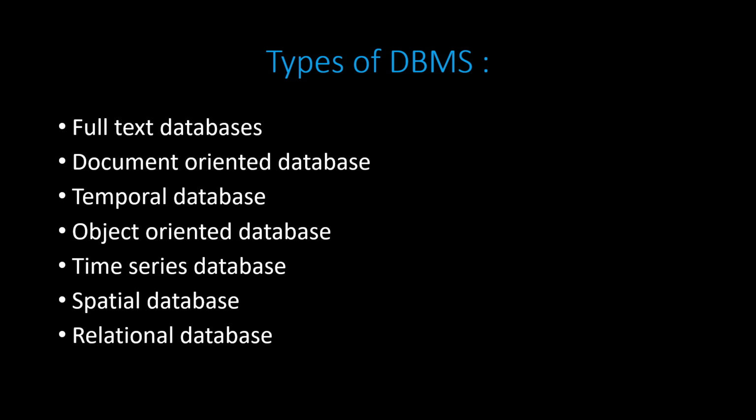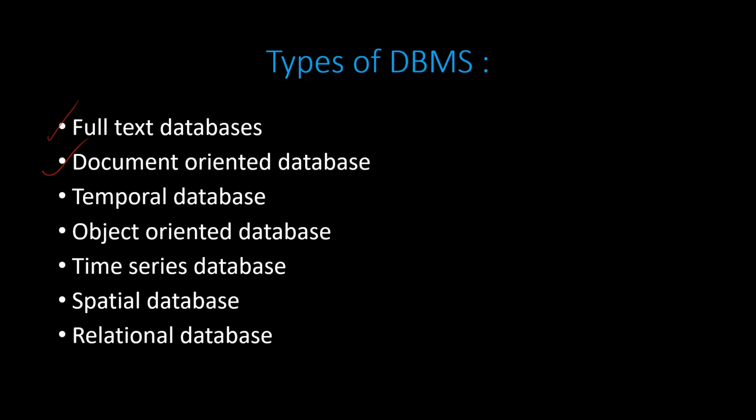All of these cannot be seen in our real life. Only the relational database is useful in our real life. But we can get a slight idea about these. Let's see about full text database. The full text database refers to a type of electronic database that provides access to complete documents rather than just bibliographic information.